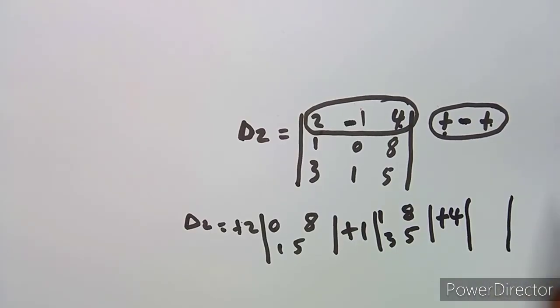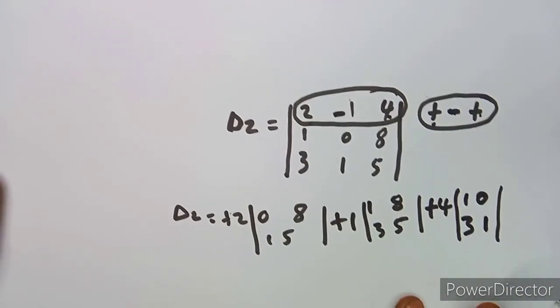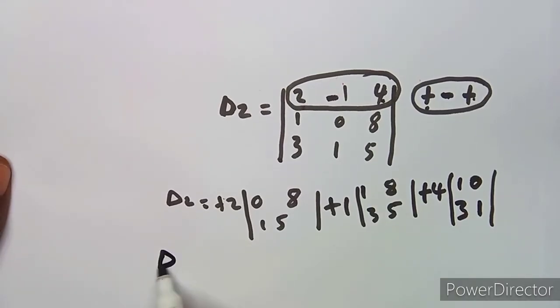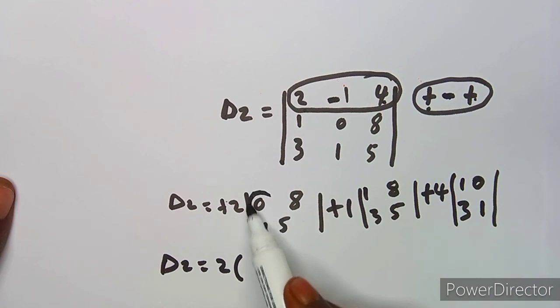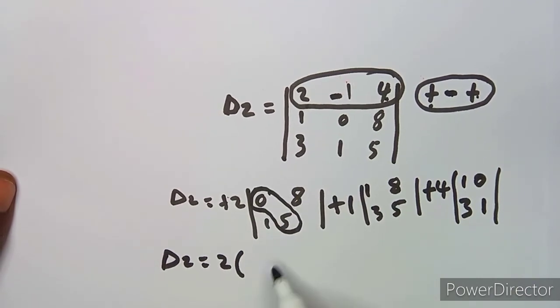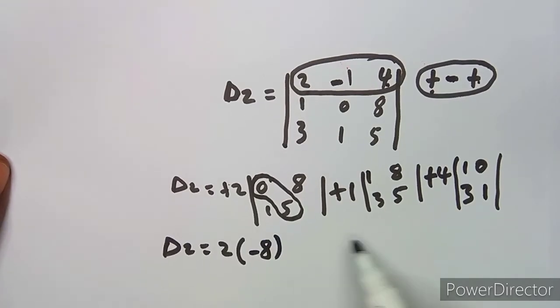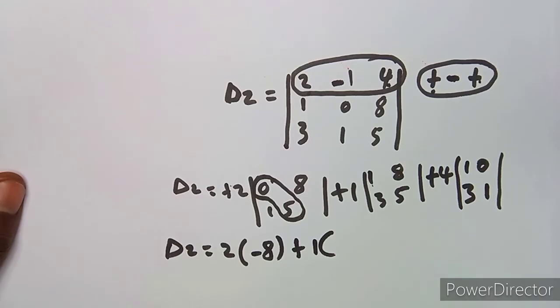All right, you close the row and the column, which is going to be left with 1 0 3 1, just like that. Okay, so now at this stage, guys, we just need to find our determinants, which is 2 times this minus that, so it's 0 minus 8, which is minus 8. Okay, plus 1 into, that's 5 minus 24, which is minus 19.